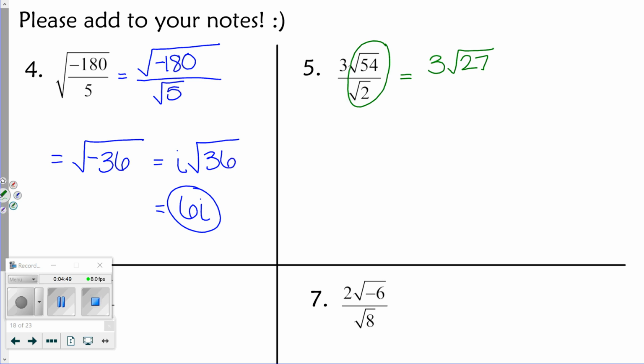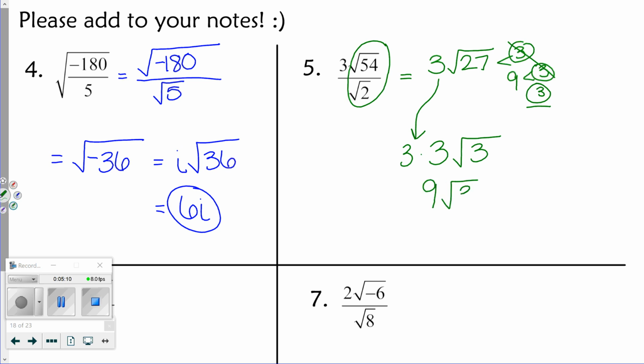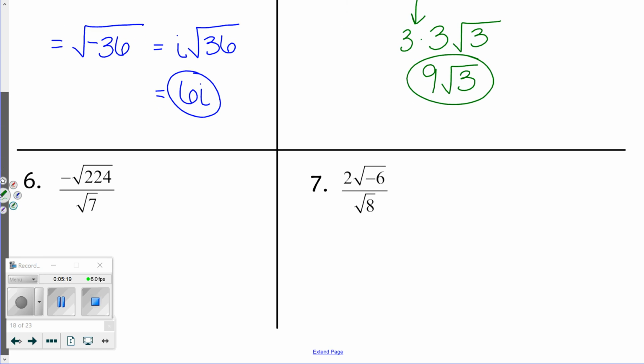And then I can try to simplify. So I can do a factor tree on 27. And then I can look for pairs. I have a pair of 3's that will come out, a leftover 3, leftovers go in the fridge. Don't forget that outside number that you already had. So 3 times 3 is 9 and radical 3. So we always want to try to simplify our fractions before we try to do factor trees.